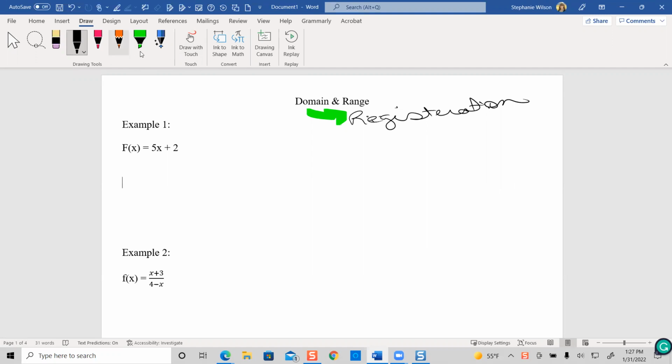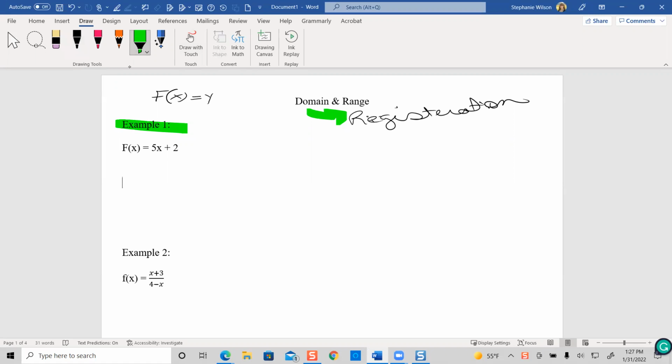So let's look at example one right here, the first one we got. We have a function called f, and it's f of x is equal to 5x plus 2. And let's just talk just a second about functions. A function could be called f, h, j, k, whatever it may be. It's going to be of x, and it's always going to equal y, right? So that's a function.